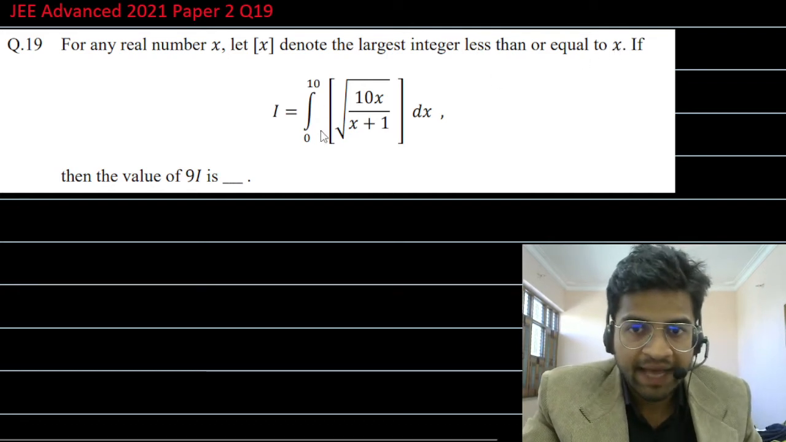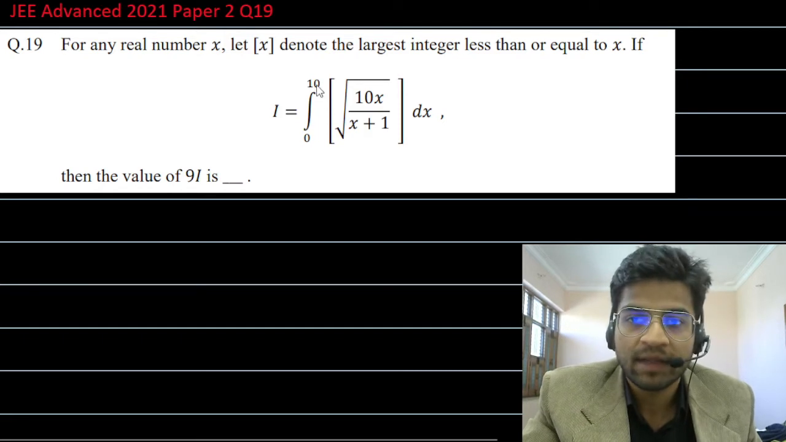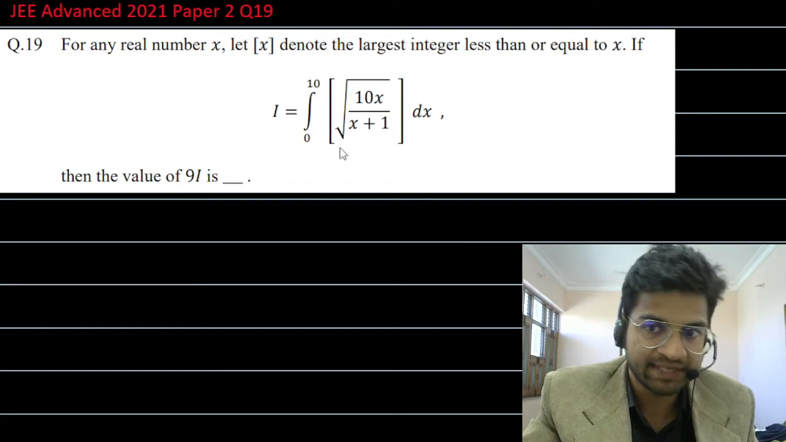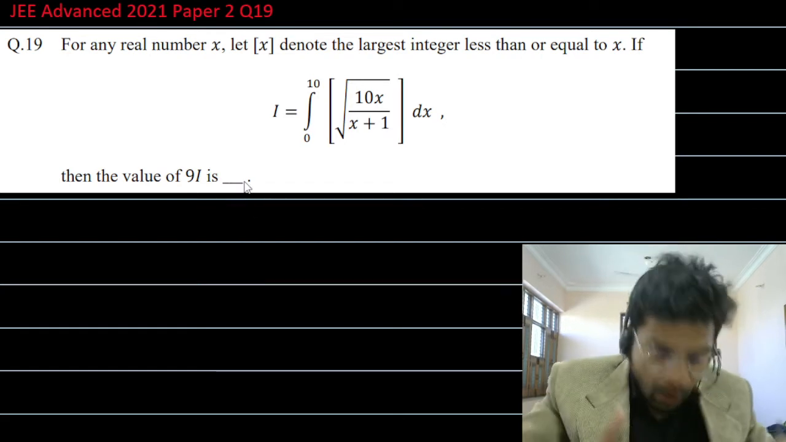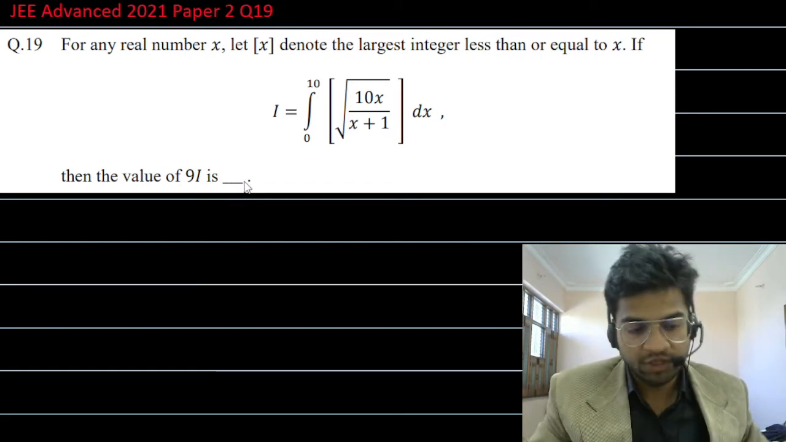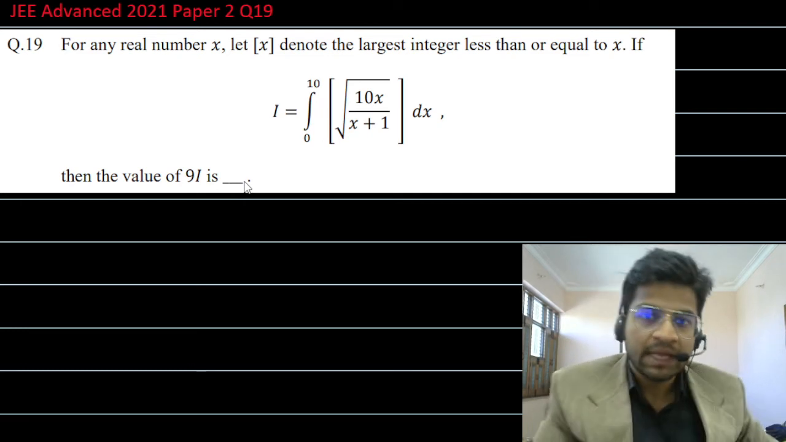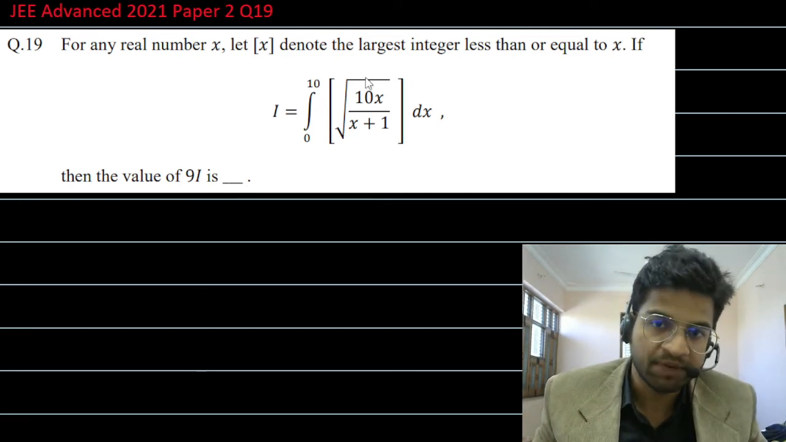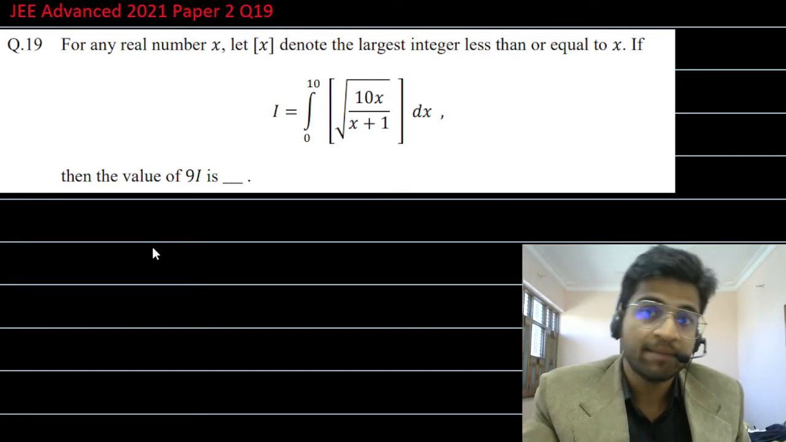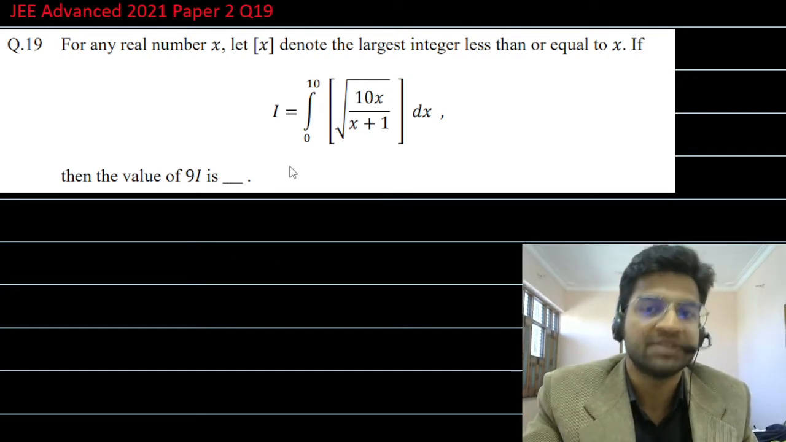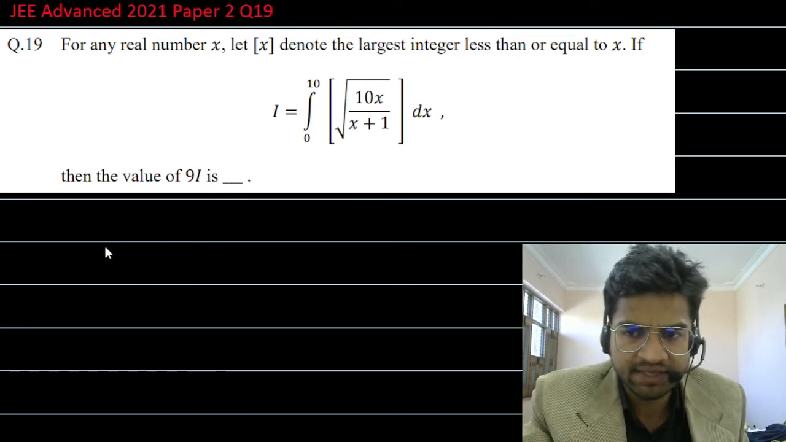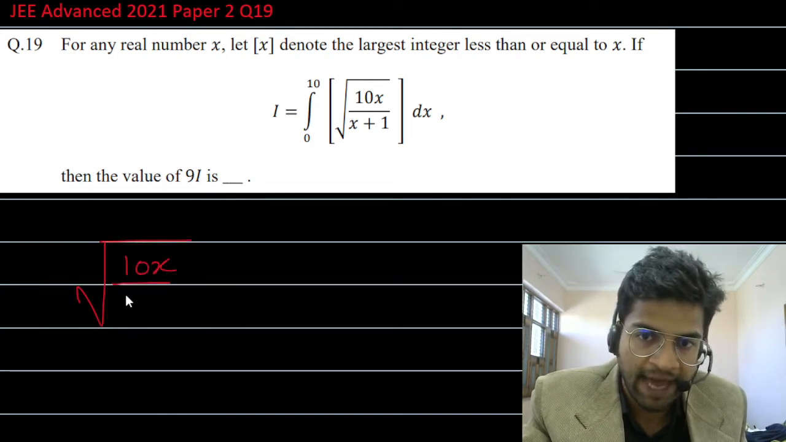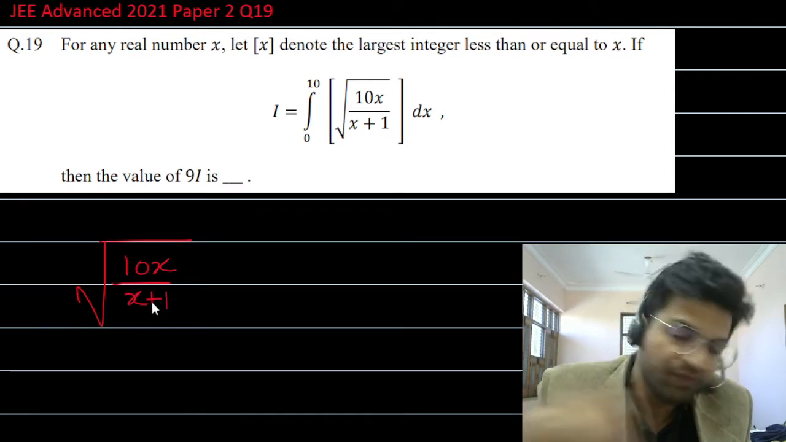If I is equal to the integral from 0 to 10 of the greatest integer of root of 10x by x plus 1 dx, then the value of 9I is. Now how to go about this question? First of all, see the different integral possibilities for this expression. That is, for what values of x this will be an integer. That is, equate root of 10x by x plus 1 to different integral values.